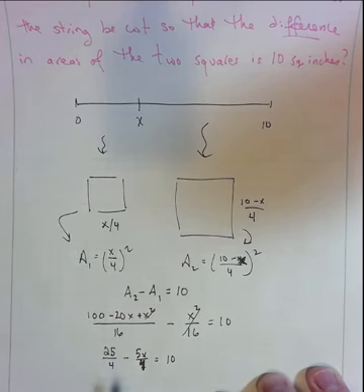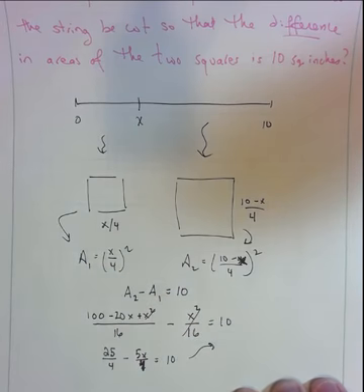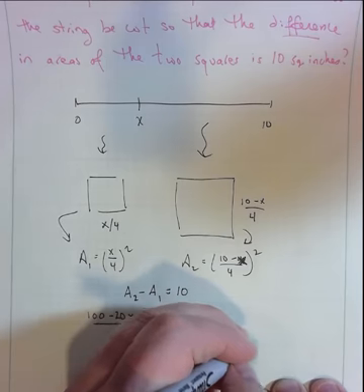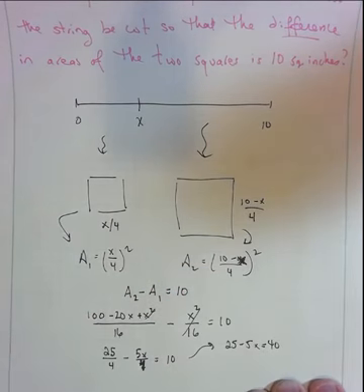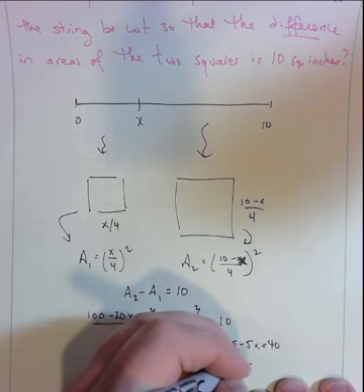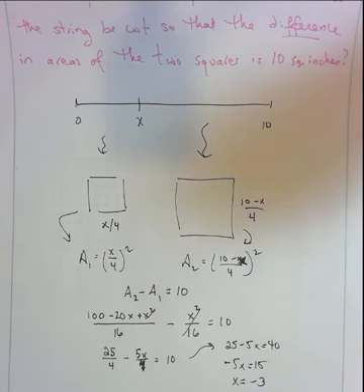I'm going to multiply both sides of this by 4. I could combine these terms first, but there's no need to. So multiplying both sides of that equation by 4 will give me 25 minus 5x equals 40. That will give me negative 5x equals 15, or x equals negative 3.